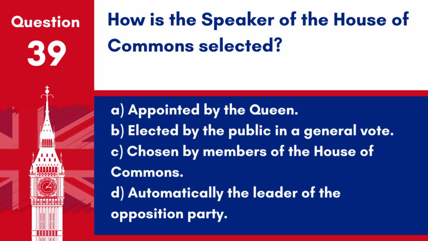Question 39. How is the Speaker of the House of Commons selected? A. Appointed by the Queen. B. Elected by the public in a general vote. C. Chosen by members of the House of Commons. D. Automatically the leader of the opposition party. Answer. C. Chosen by members of the House of Commons. The Speaker of the House of Commons is elected by the members of Parliament from among their ranks.